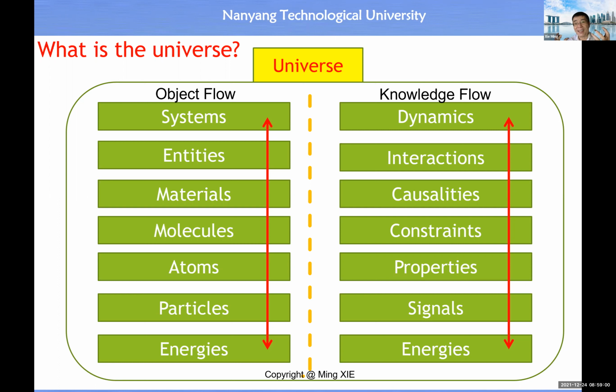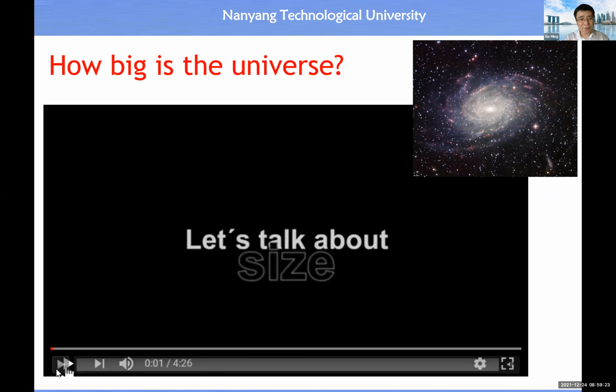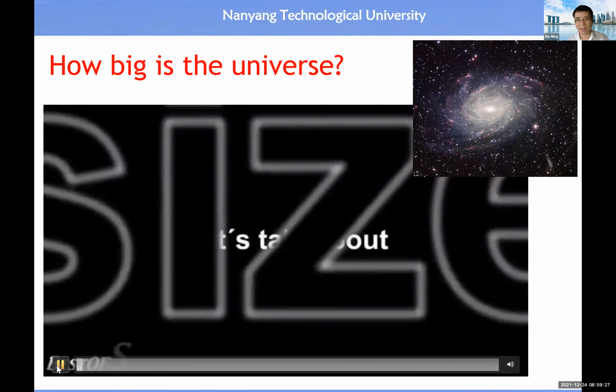Now you understand how to measure the value of a signal. The answer is what? Sensor. So we must have a sensor in order to understand the universe, understand the world. All right. So this slide will help you to understand the importance of this course. Then this video will show you again the size of the universe. How big is the universe?